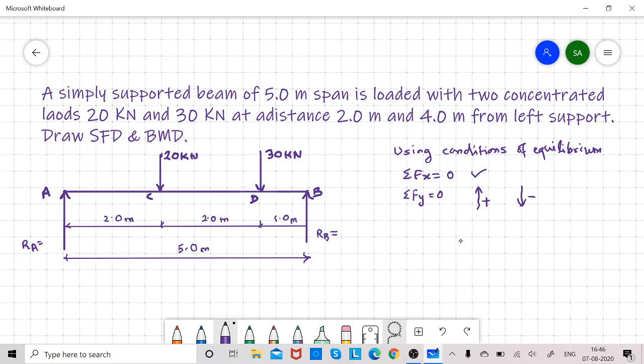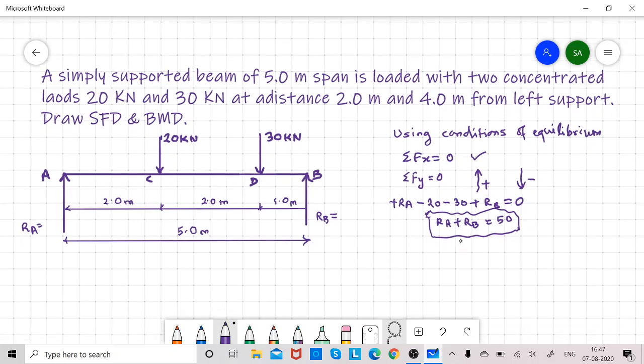So there are four forces: RA upward, so positive, minus 20, minus 30, plus RB. This must be equal to 0. So RA plus RB is equal to 50. In short, whatever is the load, the total load coming on the beam will be shared by the two reactions RA and RB. RA plus RB equal to 50.